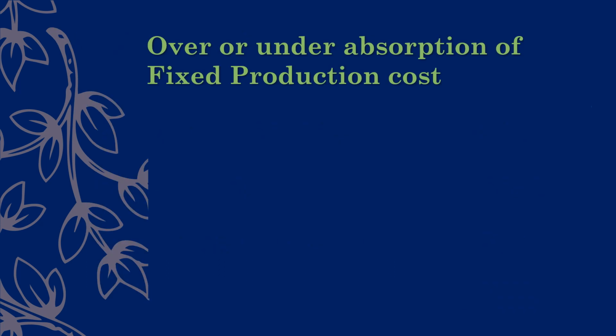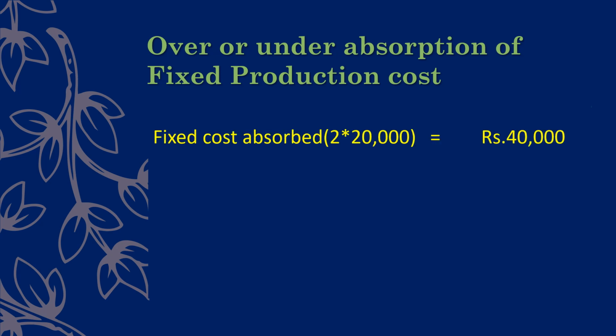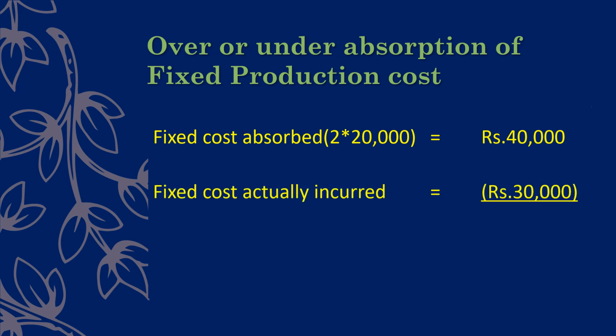Let's see the over or under absorption of fixed production cost. First, we have to take the fixed cost absorbed, that is 2 into 20,000 units of the production. That is 40,000 rupees. From that, we have to deduct the fixed cost actually incurred. That is 30,000. So here, the fixed production overhead over absorbed amount is 10,000 rupees.